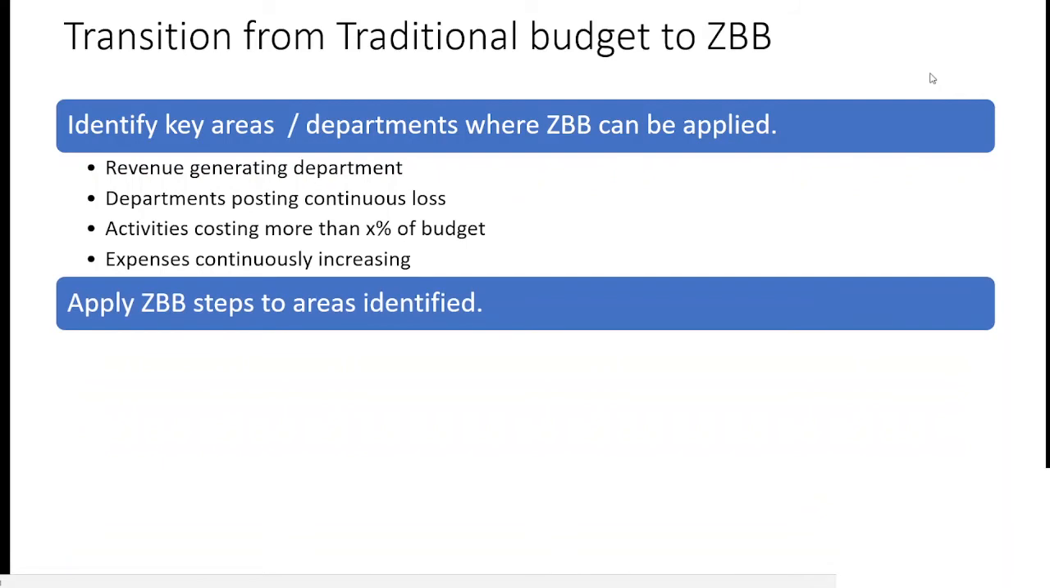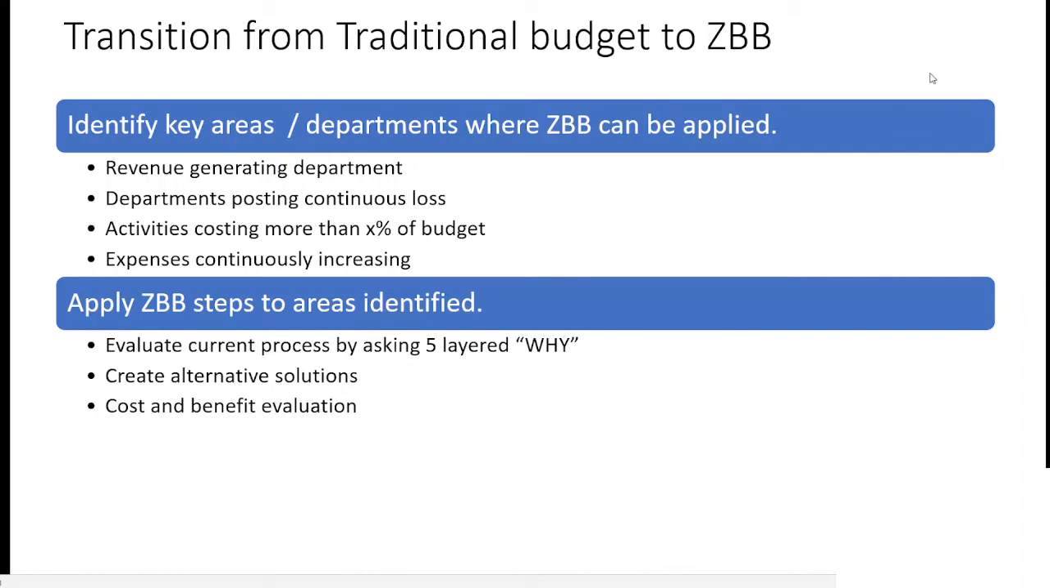Then the second step in the transition would be to apply zero-based budgeting to the areas that we have identified, right? Whether it's marketing, activity, labor cost, or any other amenities cost, or the operational processes cost, or the administrative cost, and rentals, or anything else. We need to apply the zero-based budgeting step and see what are the most viable options, and how we can optimize the resource allocation in the organization.